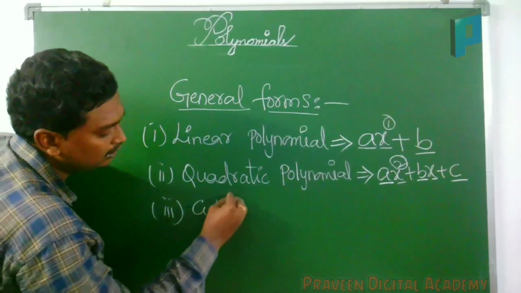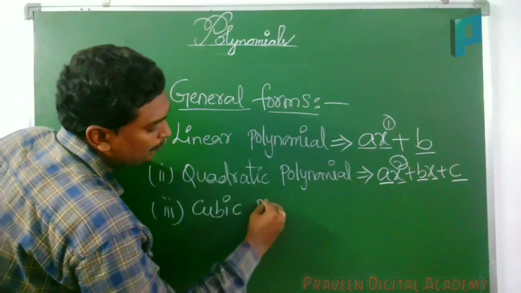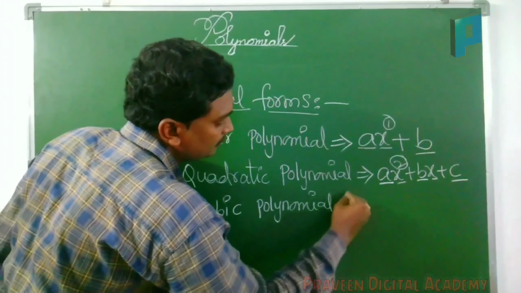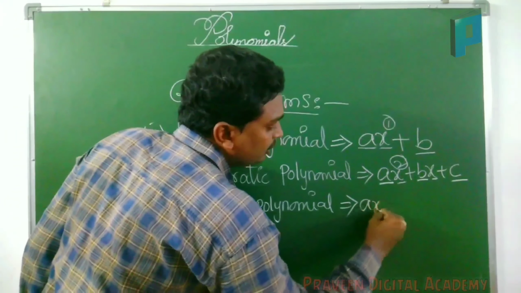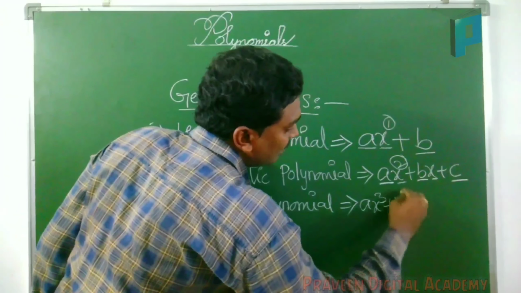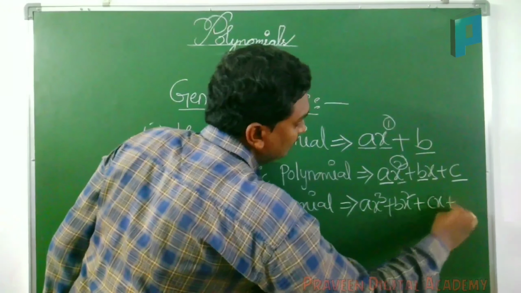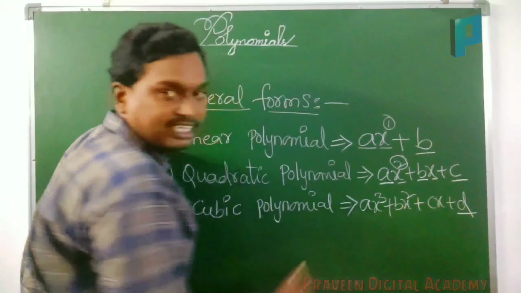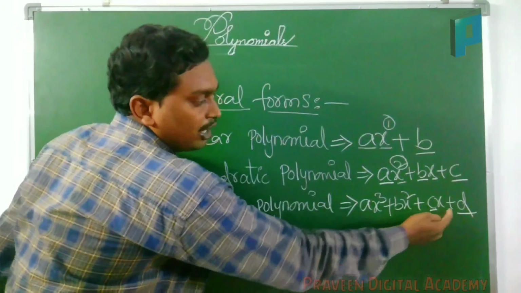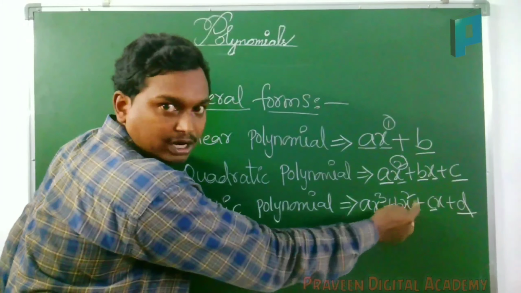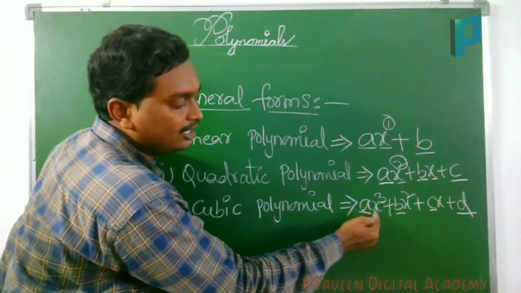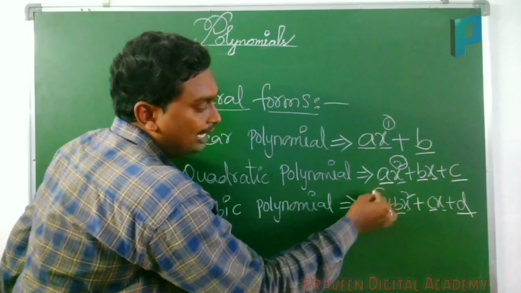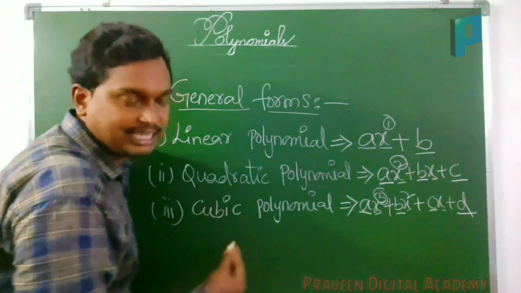Cubic polynomial. Here ax cube plus bx square plus cx plus d is the general form of cubic polynomial, where d is called a constant, c is called the coefficient of x, b is called the coefficient of x square, a is called the coefficient of x cube, and x is called a variable, and the degree of the polynomial is 3.